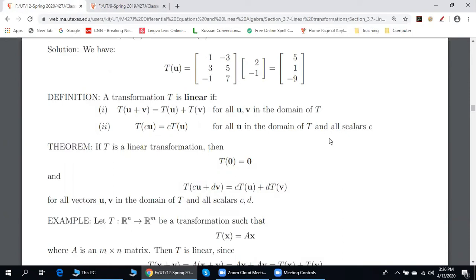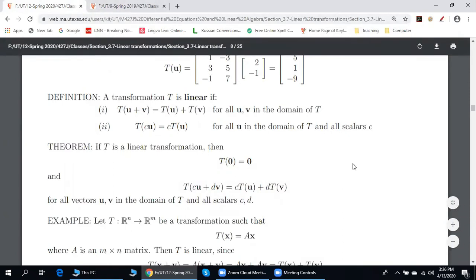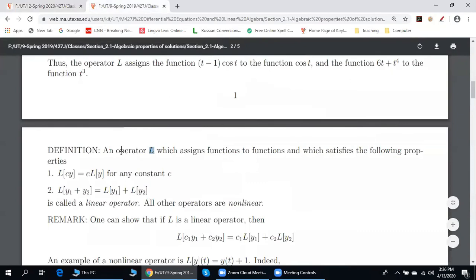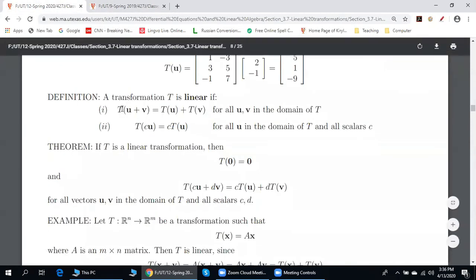Other questions? And it has to satisfy both of those conditions, right? Both, absolutely. Linear operators on functions should satisfy both properties. Linear operators on matrix columns should satisfy both properties. Other questions?